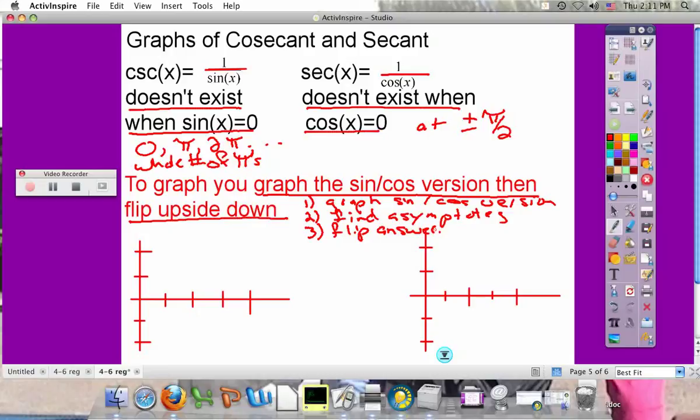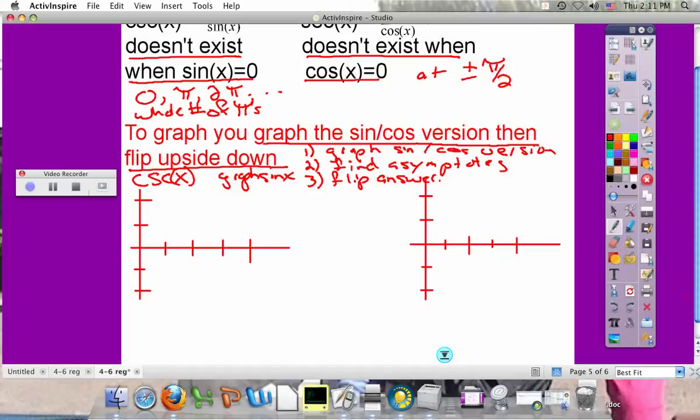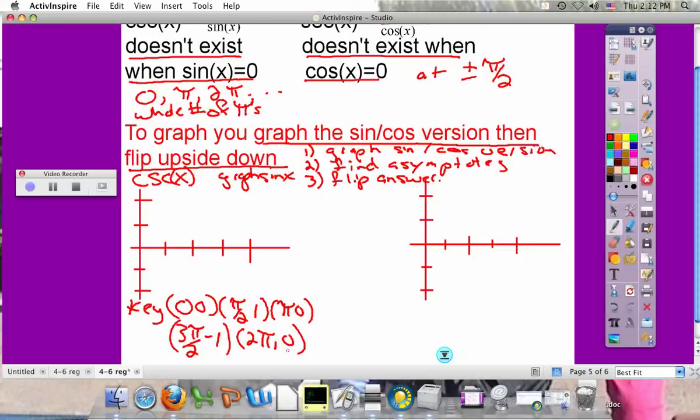So down here at the bottom, we are going to start with cosecant, csc x, which means we're really going to graph sine of x. And we've done that many times before. Do you remember what our key points are? Key points for sine are 0, 0; pi over 2, 1; pi, 0; 3 pi over 2, negative 1; and 2 pi, 0.